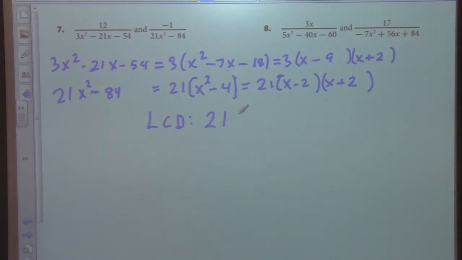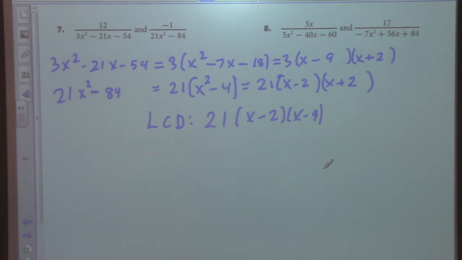X minus 2, X minus 9. Anything else? There's one more that appears in both places.